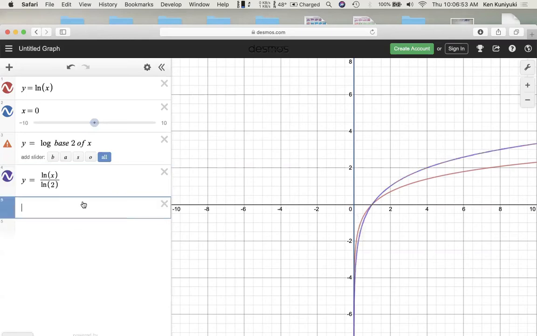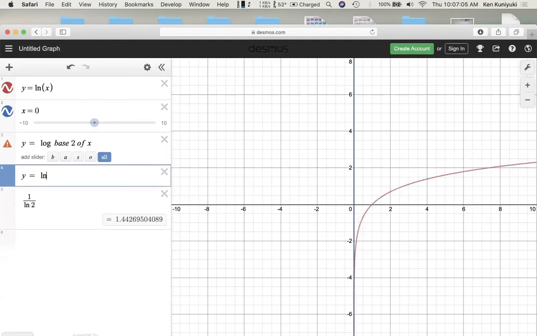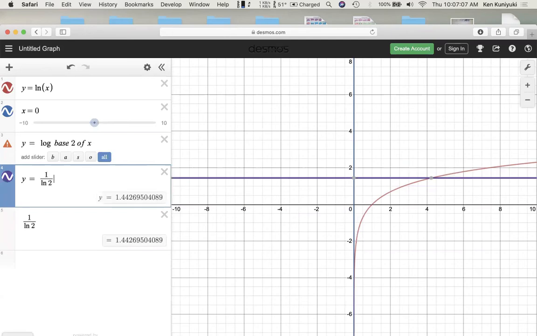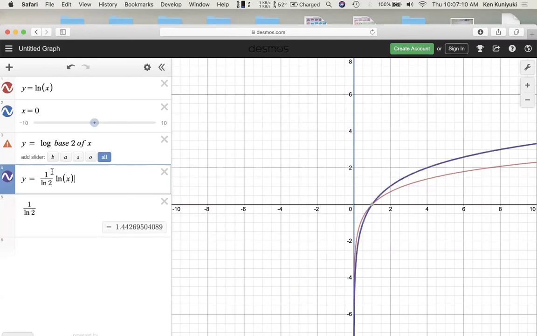And why is that? Well, the constant multiplier here is 1 over ln of 2, which is about 1.4. So basically, this can be rewritten as y equals 1 over ln of 2 times ln of x. This constant multiplier, 1 over ln of 2, which is about 1.4, is bigger than 1. That leads to a vertical stretch of the original ln of x function. And the graph gets stretched.